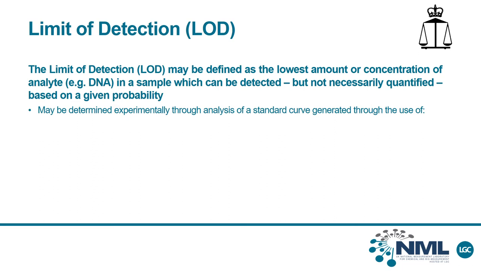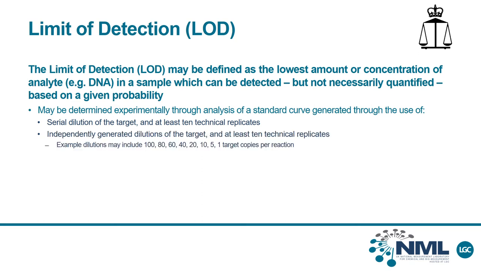Two standard curve approaches are routinely employed, and for either option the target concentrations to be analysed should be low. A serial dilution of the target in conjunction with at least a 10-fold level of technical replication at each concentration may be used. Alternatively, a series of independently generated dilutions may be employed in conjunction with a similar level of technical replication.